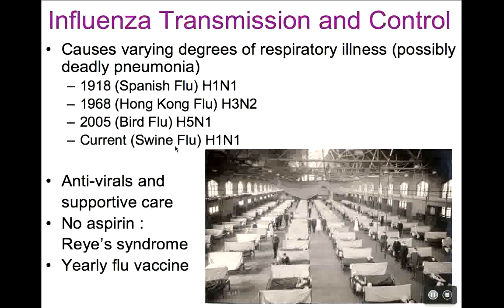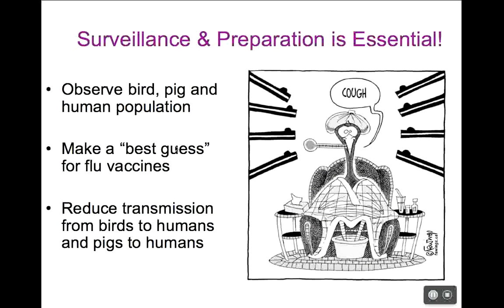How do they do that? All right, surveillance and preparation. So this picture, by the way, used to make much more sense when it was bird flu. Now that it's swine flu, I really need a little pig in the center of that picture instead of the bird, but at any rate. What they do to create these vaccines, they're going to observe the pig, the bird, and the human populations.